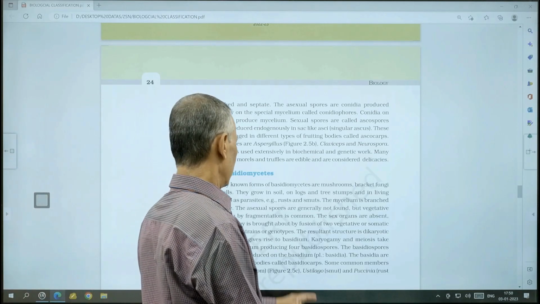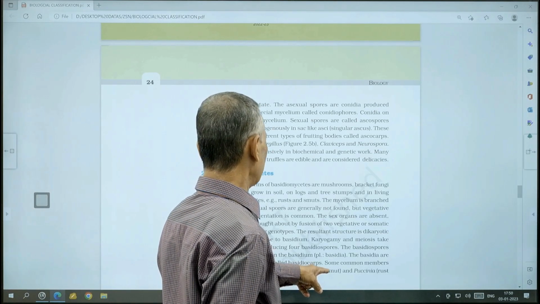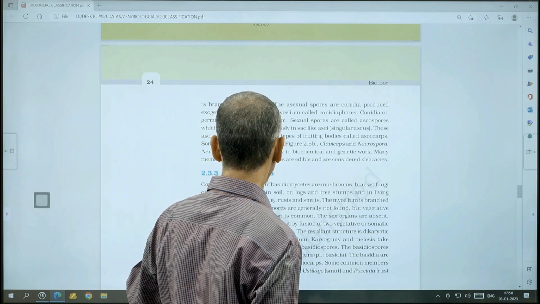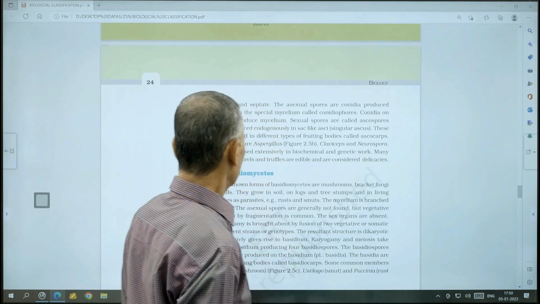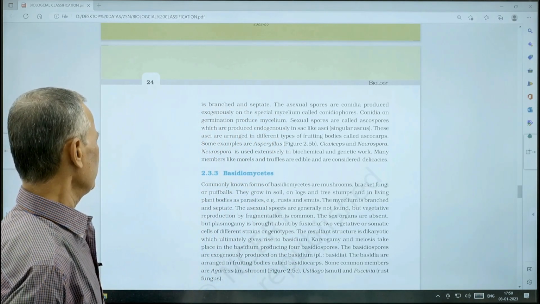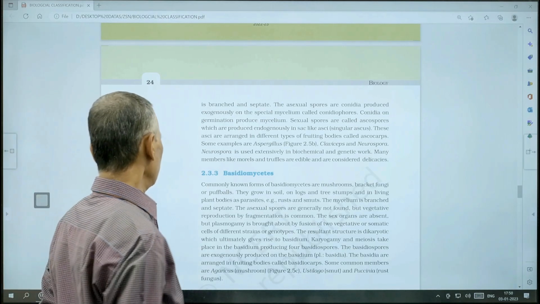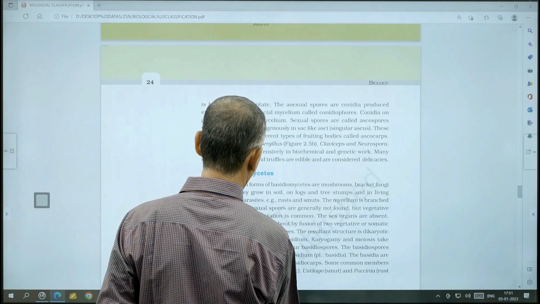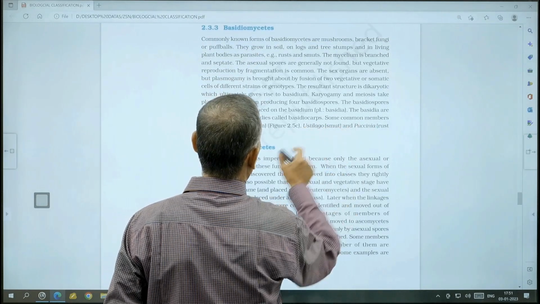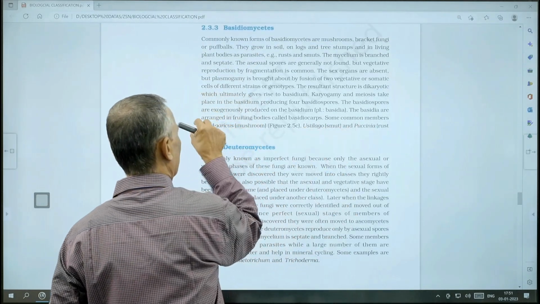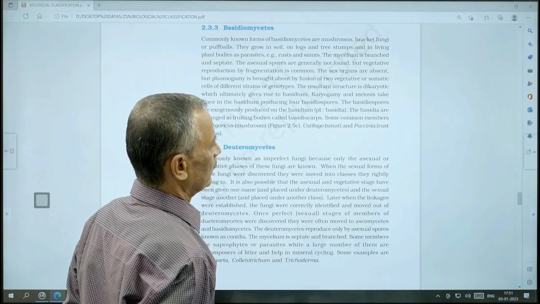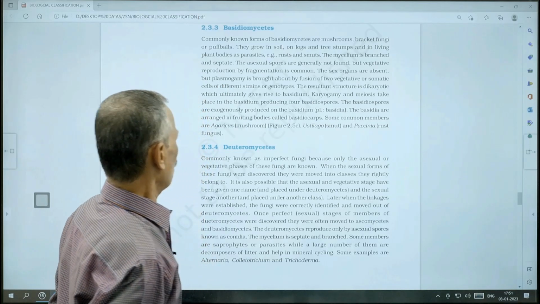Then Ustilago, commonly called smut, and Puccinia, also called rust, are parasitic ones. Okay, so the basidiospores are filling their content when these Ustilago and Puccinia are infesting and attacking the plants. That will be causing great damage to the crops.